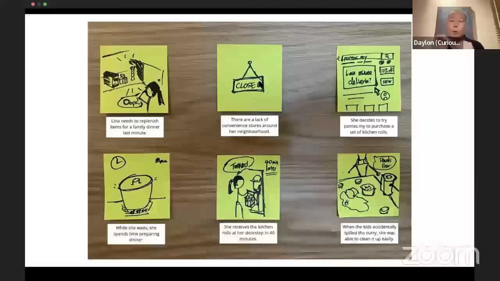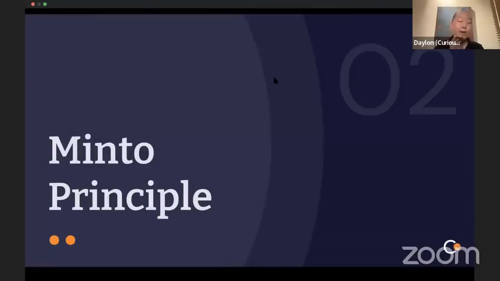Okay, since there are no questions, I shall proceed to the second framework. There are several names for it. Some people call it the Minto principle. Some people call it the pyramid principle.